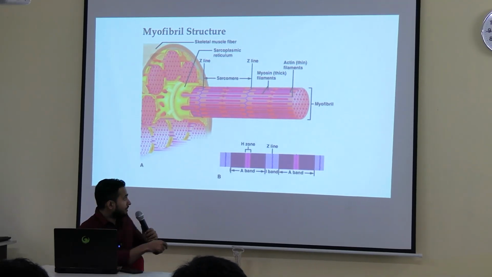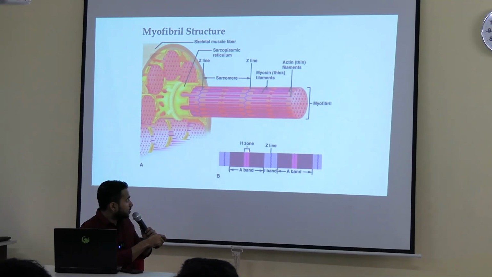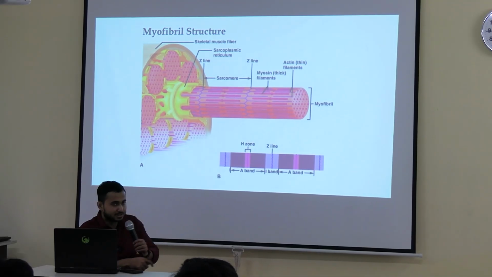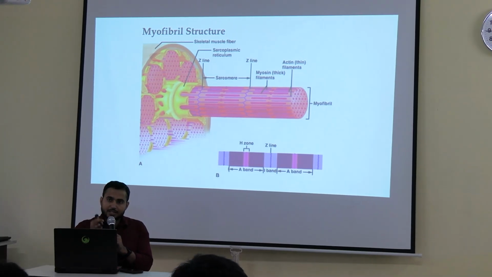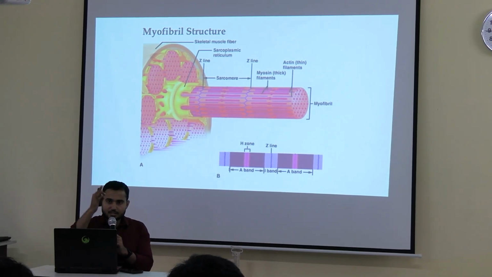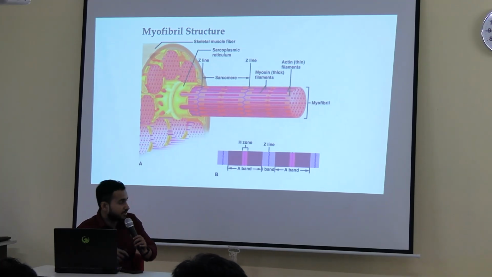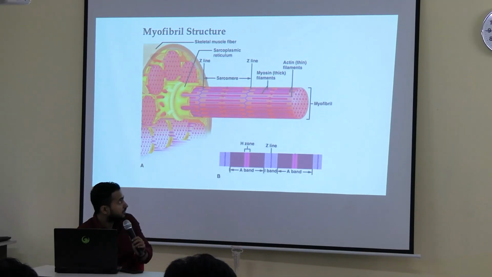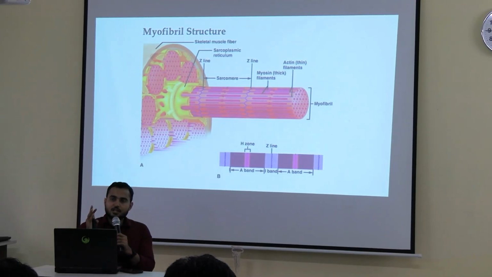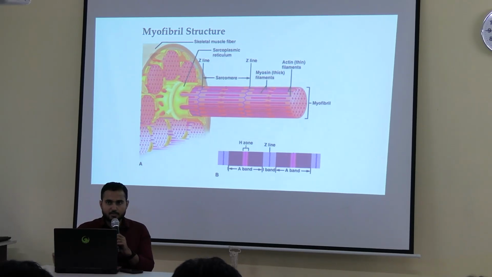In the middle of the A band, so this is the A band. Now, in the middle of the A band, a light zone is there, that is called the H zone. Now again, at the center of the H zone, you can see a line is there. That is called the M band. Here you can see this line is called the M band. So these are the different zones of the I band and A band.